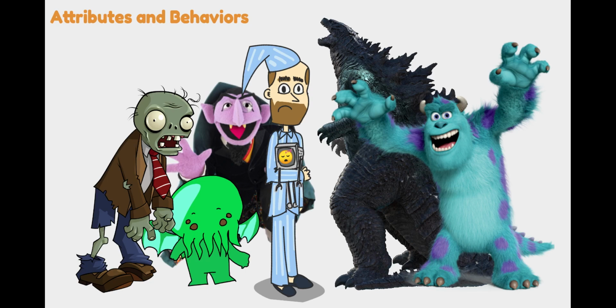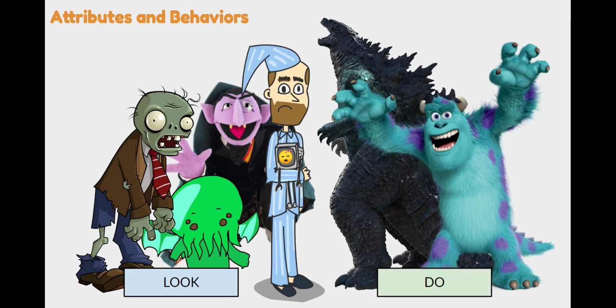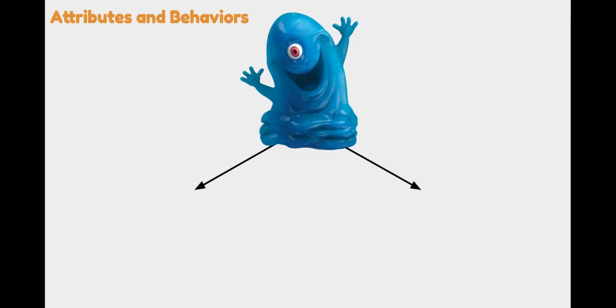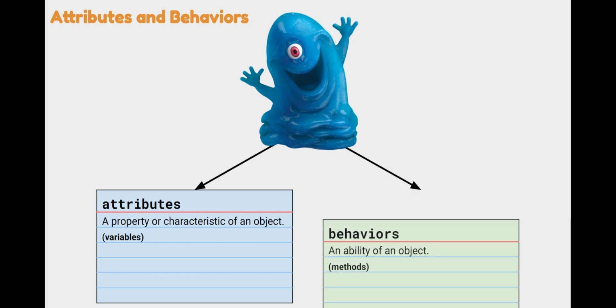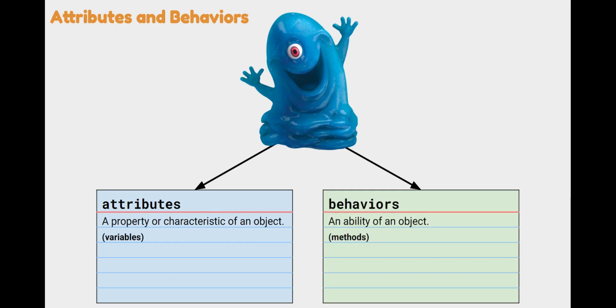But whenever we tell somebody we are afraid of a monster, people expect monsters to look a certain way, and we expect monsters to do certain things. So if we look at one specific instance of a monster, we expect it to have some attributes. Those are the properties or characteristics of the object that defines how that monster looks. We also expect it to have some behaviors, an ability of an object. That is what that monster does.